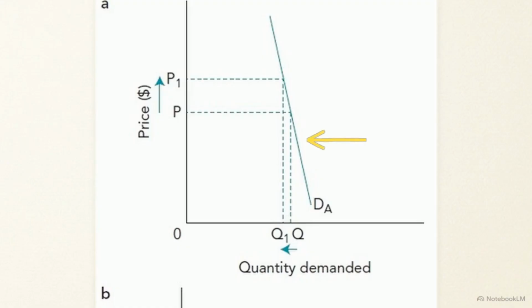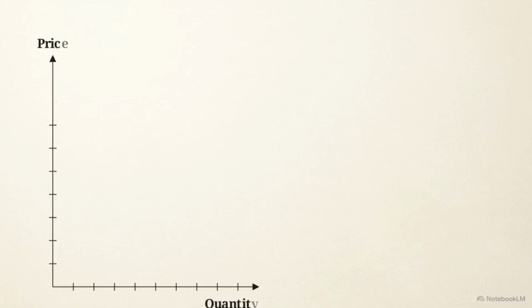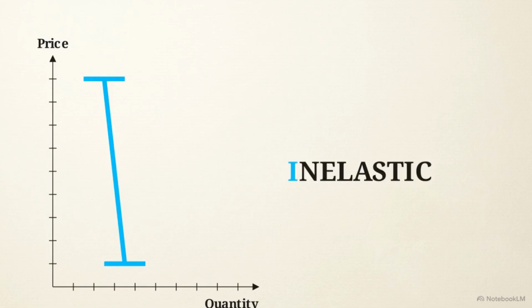This graph shows how an inelastic product behaves in the market. Looking at the top diagram, you can see that a large jump in price from P to P1 causes only a small contraction in quantity demanded from Q to Q1. The resulting demand curve is steep and rigid. You can easily remember this by picturing that steep slope forming the vertical stem of a capital letter I for inelastic.